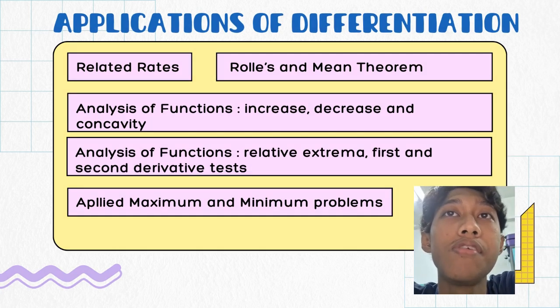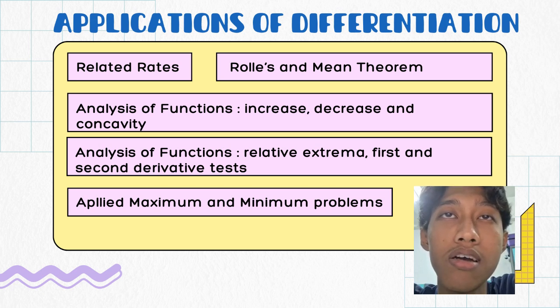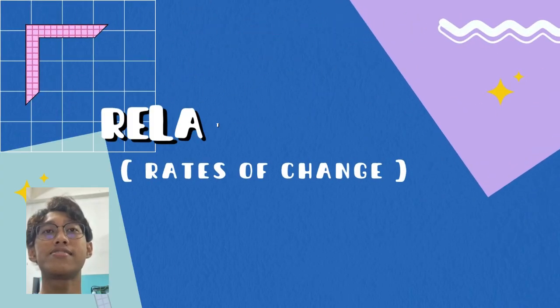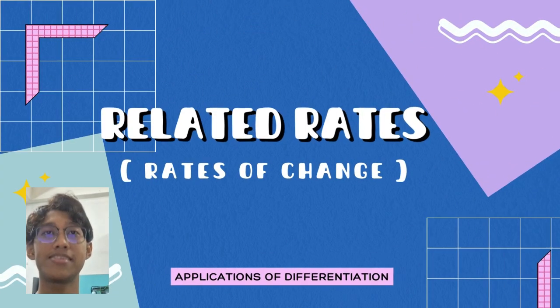Application of differentiation. First, related rates. Second, Rolle's and mean value theorem. Third, analysis of function: increase, decrease, and concavity. Fourth, analysis of function: relative extrema, first and second derivative test. Fifth, apply maximum and minimum problems. First subtopic, related rates.